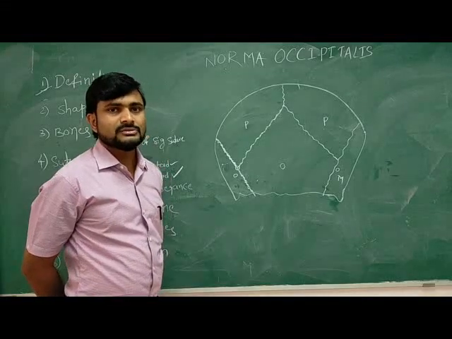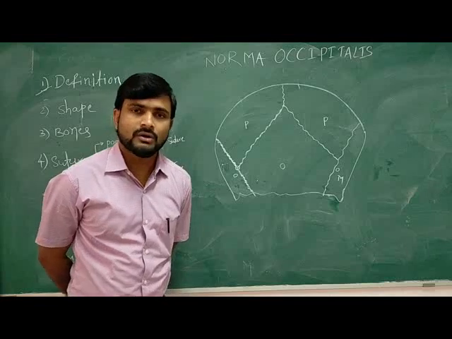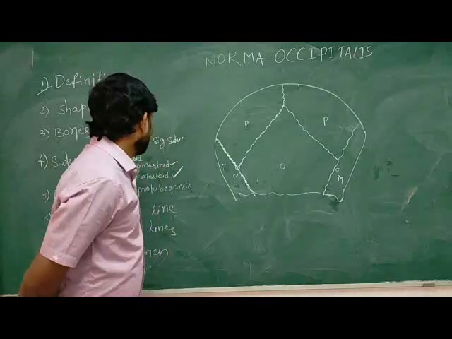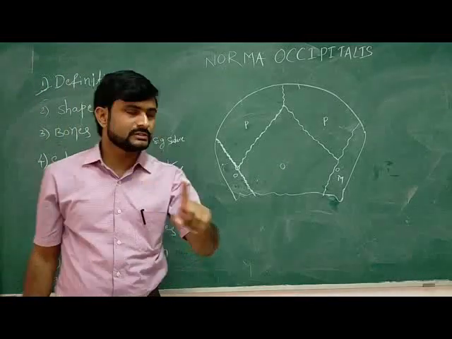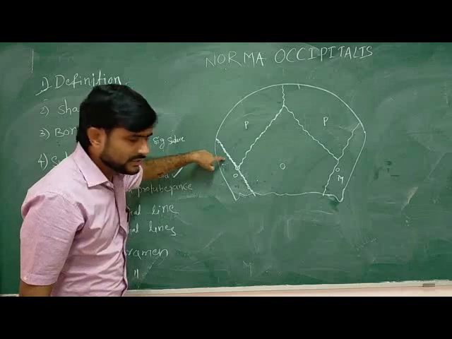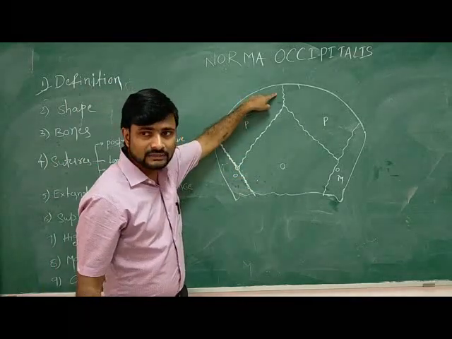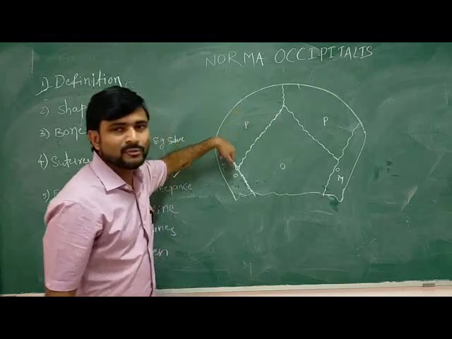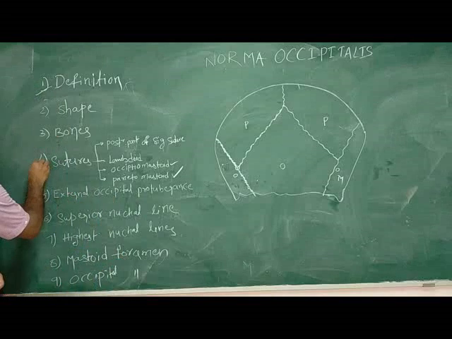So these are the sutures of the norma occipitalis. How many sutures do we have completely? Four sutures: parieto-mastoid, occipito-mastoid, sagittal, and the lambdoid suture. So the sutures are completed.